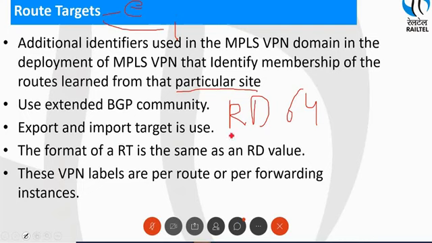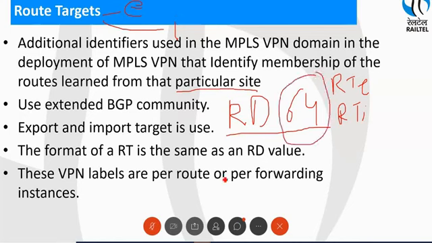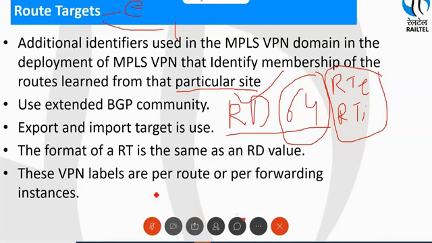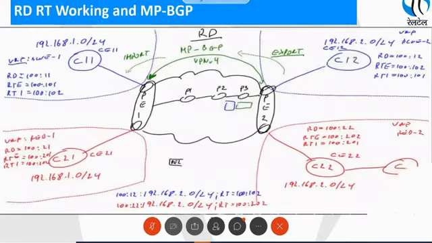So you have an RD, which is 64-bit, an RT export, and an RT import. Their format is the same as RD, that is, they are all 64-bit. The RD is used to make that route unique. The RTs are used to identify the membership to that particular site, in the sense of that particular VRF. These VPN labels are per route or per forwarding instance. This RD and RT are created for every forwarding instance, that is, for every VRF. They are all pre-calculated. So this is the working of the RD, RT and the MP-BGP.